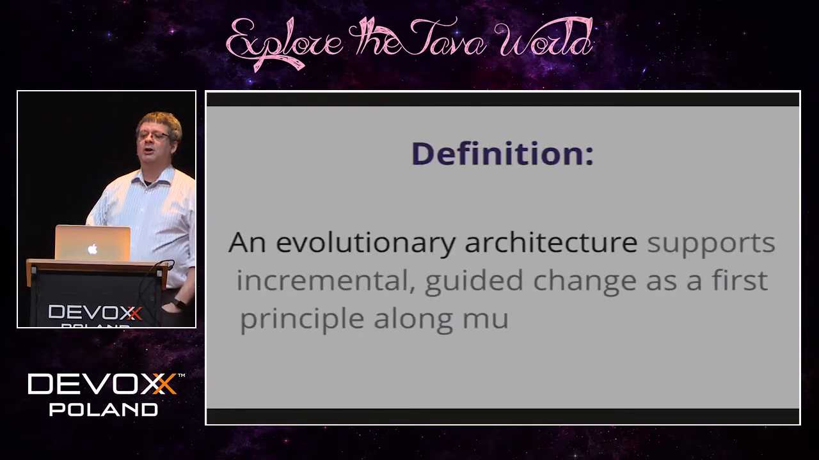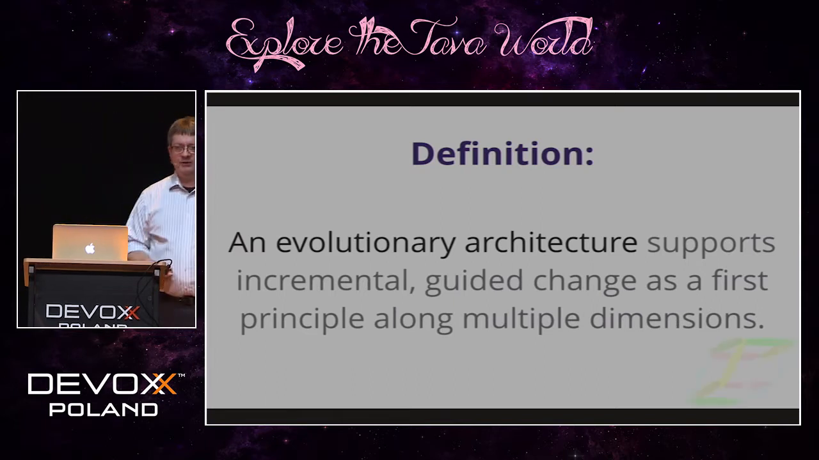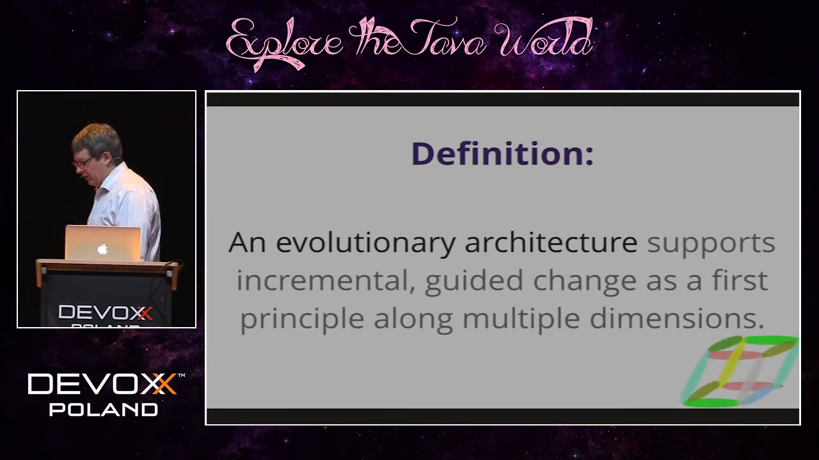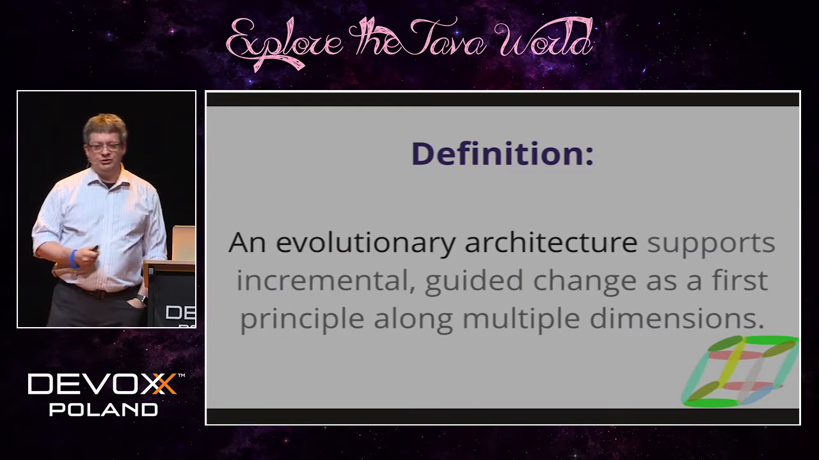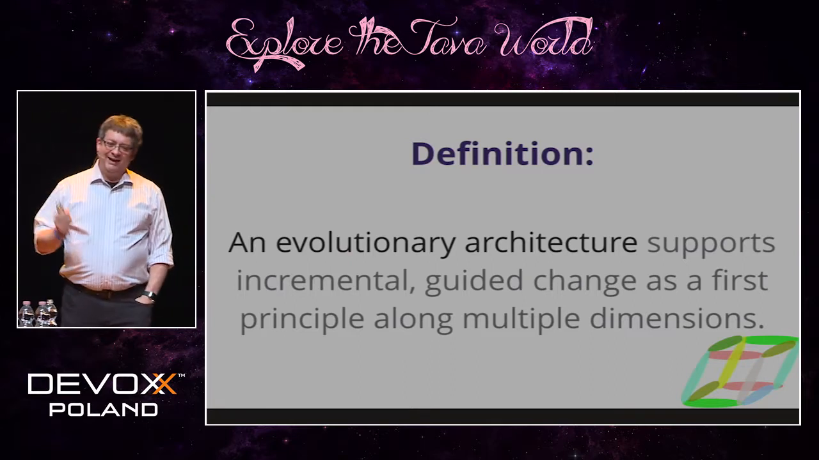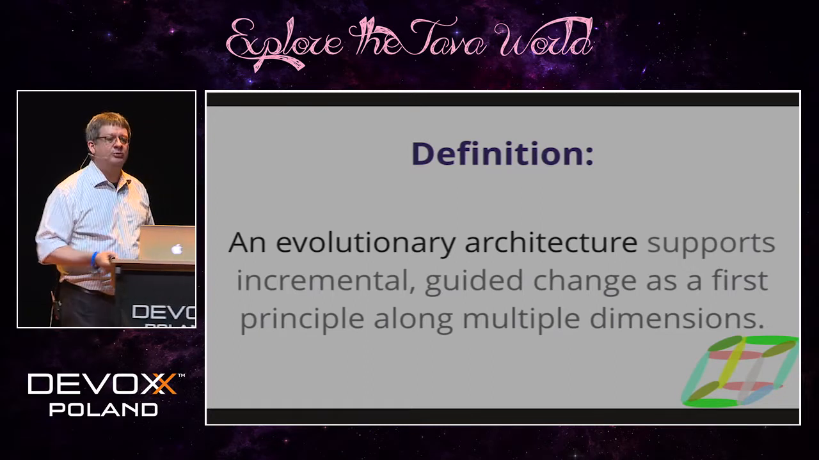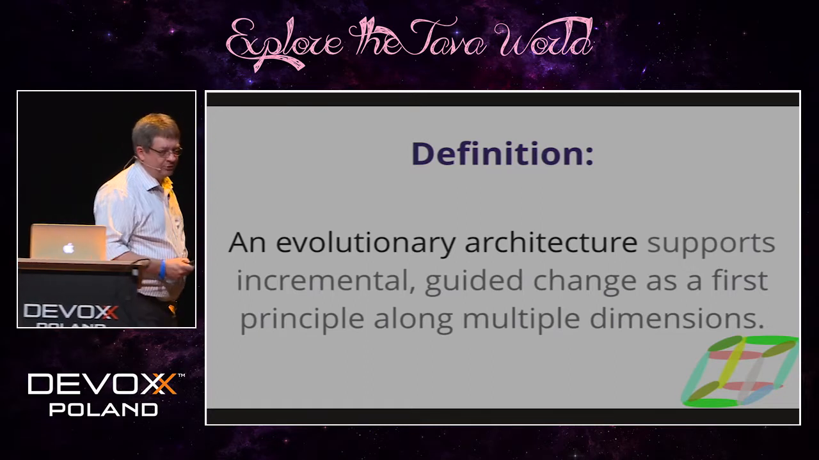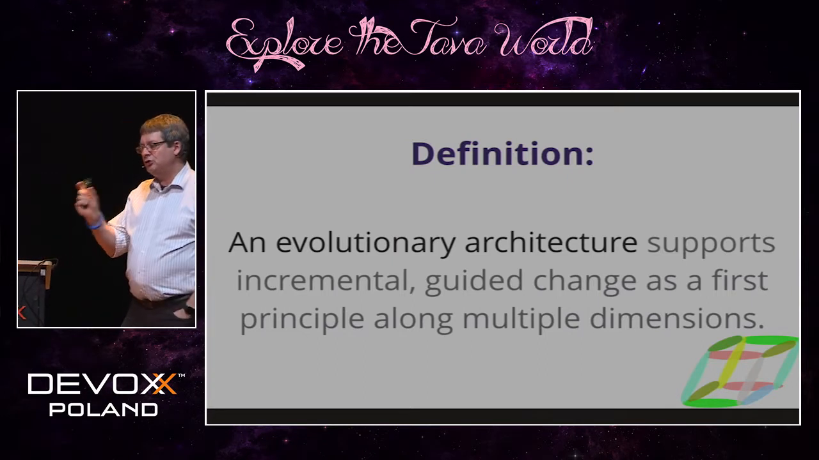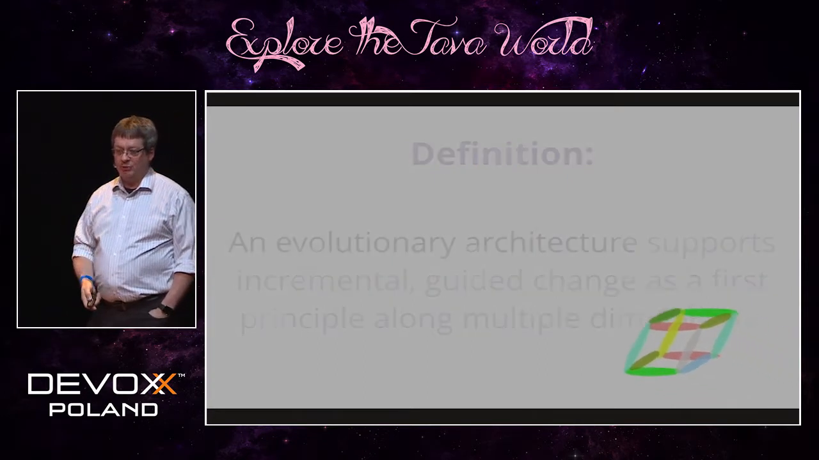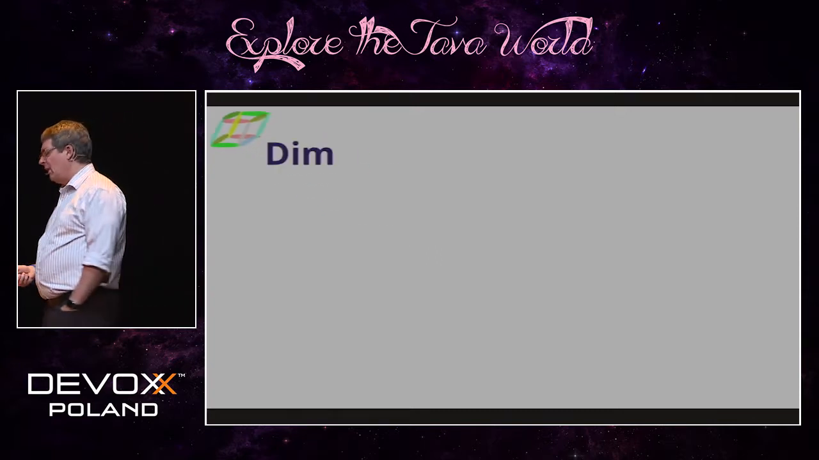So let's start with our working definition of evolutionary architecture, and I'll explain some aspects of this as we go along. An evolutionary architecture supports incremental guided change as a first principle along multiple dimensions. And let me explain different parts of this, and I'll first talk about this multiple dimensions part of this definition.